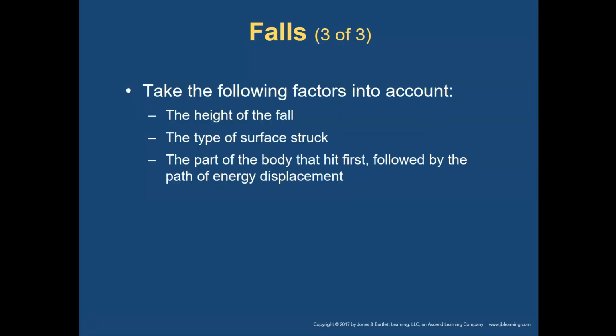So take the following factors into account: the height of the fall, and the type of surface struck. Once again, was it soft and cushiony, or was it hard concrete? And then the part of the body that hit first, followed by the path of energy displacement. So where did the energy go?